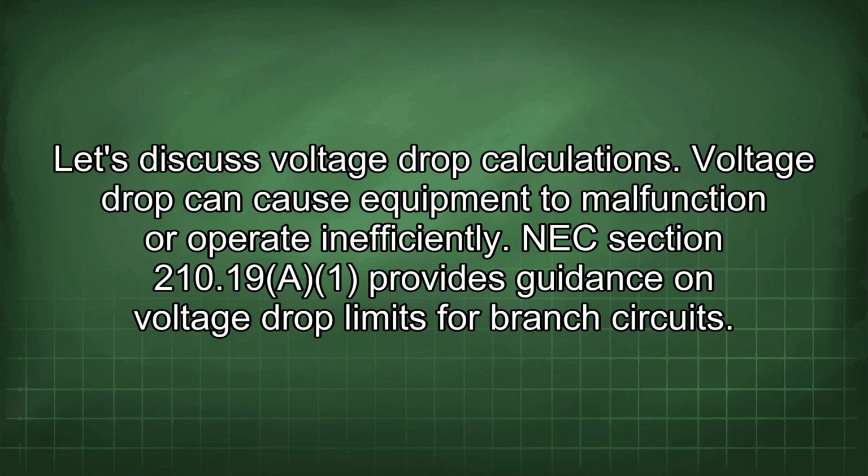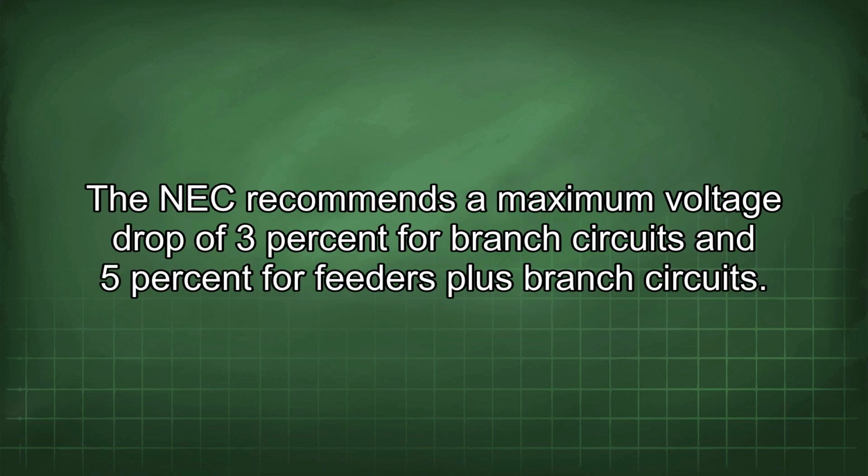Let's discuss voltage drop calculations. Voltage drop can cause equipment to malfunction or operate inefficiently. NEC Section 210.19(A) provides guidance on voltage drop limits for branch circuits. The NEC recommends a maximum voltage drop of 3% for branch circuits and 5% for feeders plus branch circuits.